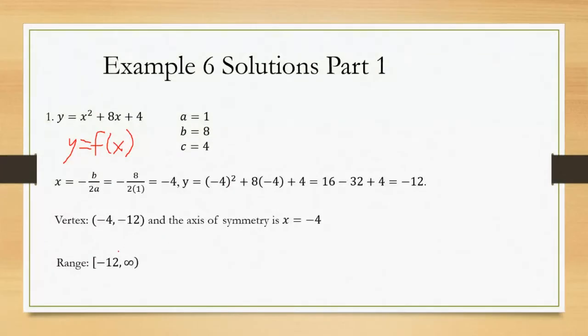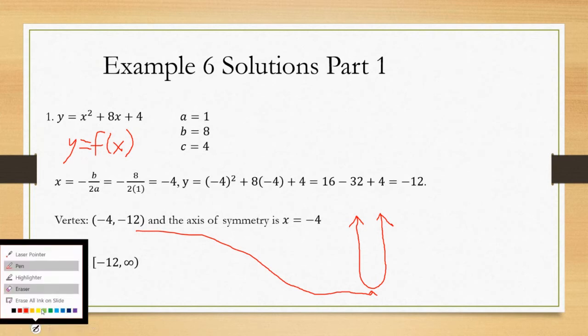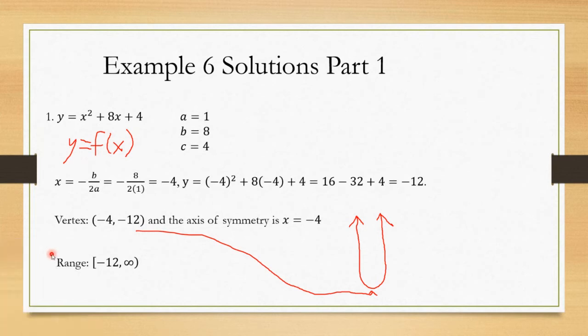The range: since a is positive, a is 1, we know the graph has to do something like this. I mean, is it going to do this exactly? I don't know. But it has to look something like this. It has to be pointing upward. The vertex then is at the bottom. Okay. And so the range would then go from minus 12, the y coordinate, up to infinity. And no, I didn't forget the y-intercept. It's on the next slide.